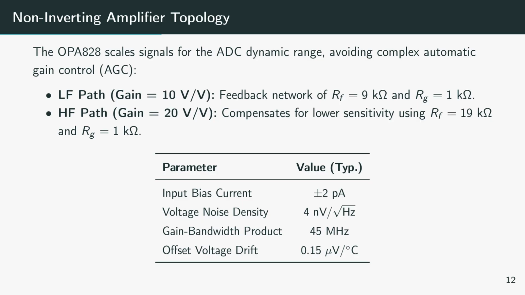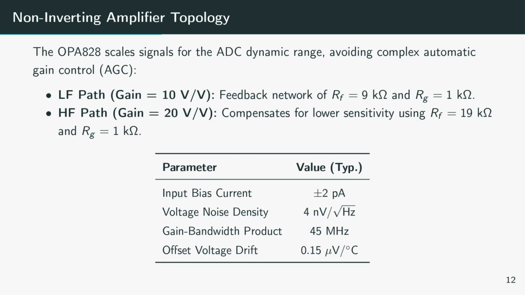On this slide, we present the non-inverting amplifier stage used to scale the sensor signals before digitization. The main goal here is to match the sensor output to the ADC dynamic range while avoiding the need for complex automatic gain control. For the low frequency path, we use a gain of 10. This is implemented using a feedback network with a 9 kilo ohm resistor and a 1 kilo ohm resistor. For the high frequency path, the gain is increased to 20. This compensates for the lower sensitivity of the high frequency cantilevers, ensuring that both channels produce comparable output levels.